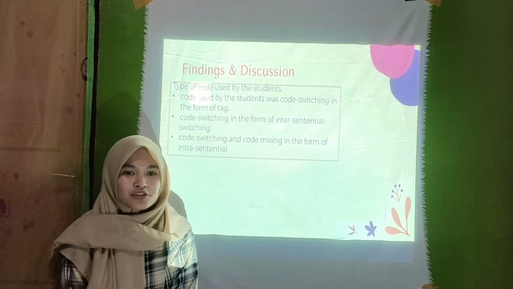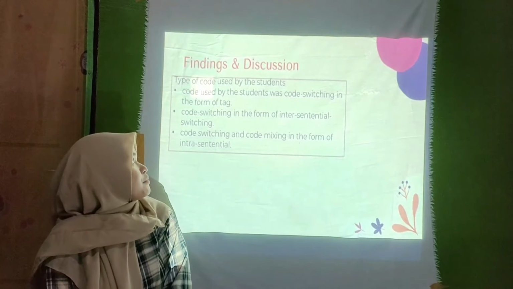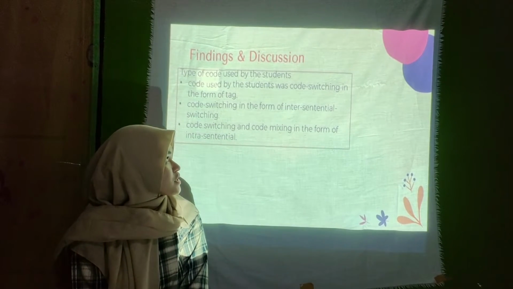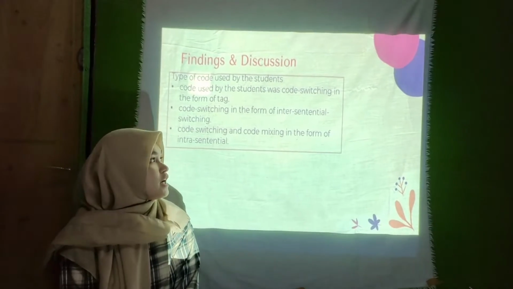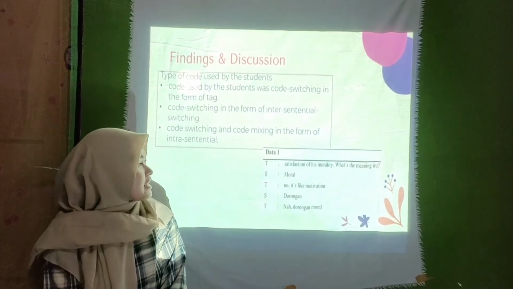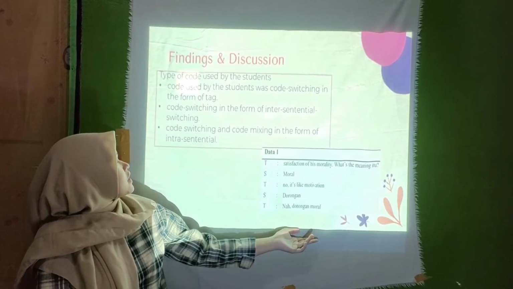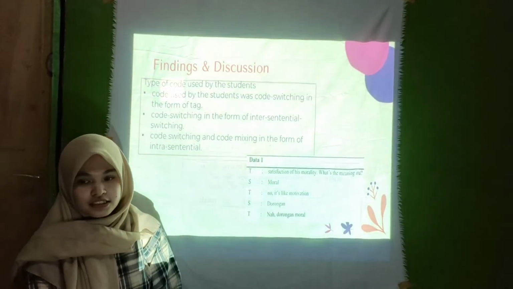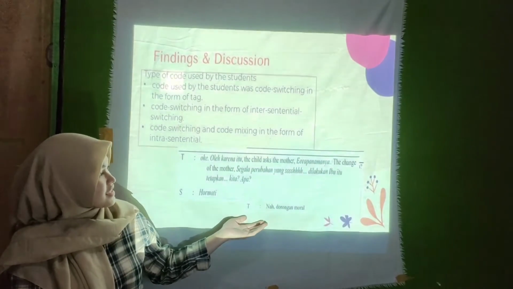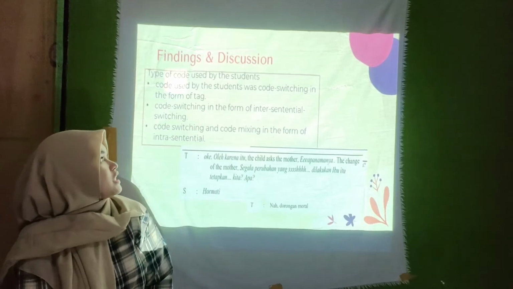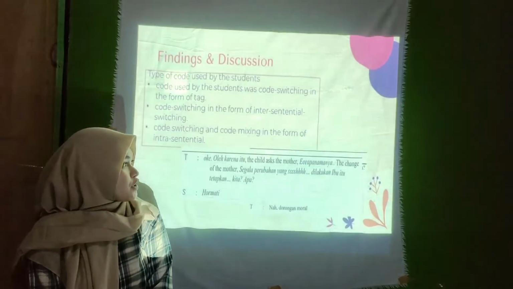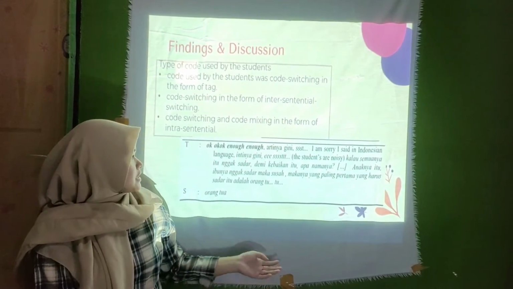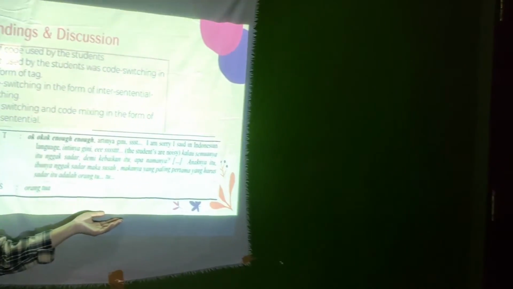Findings and conclusion. Types of code used by the students. First, code switching in the form of tags. Next. And this is the example. Second, code switching in the form of intersentential switching. Next. And this is the example of the second point. And third is code switching and code mixing in the form of intrasentential. This is the example of the third point.